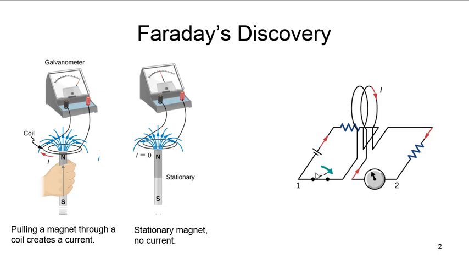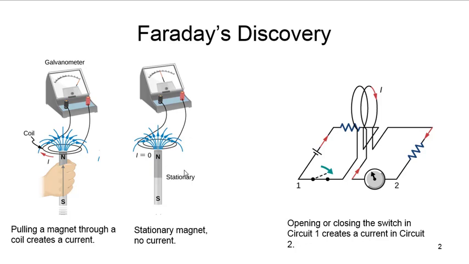And what he noticed was when he closed the switch on this first circuit and current began to flow through it, there would temporarily be current flowing through the second one. But then that current would go away. Then when he opened the switch, current would flow through here again in the opposite direction, temporarily. So opening and closing the switch in circuit number 1 created a current in circuit number 2.